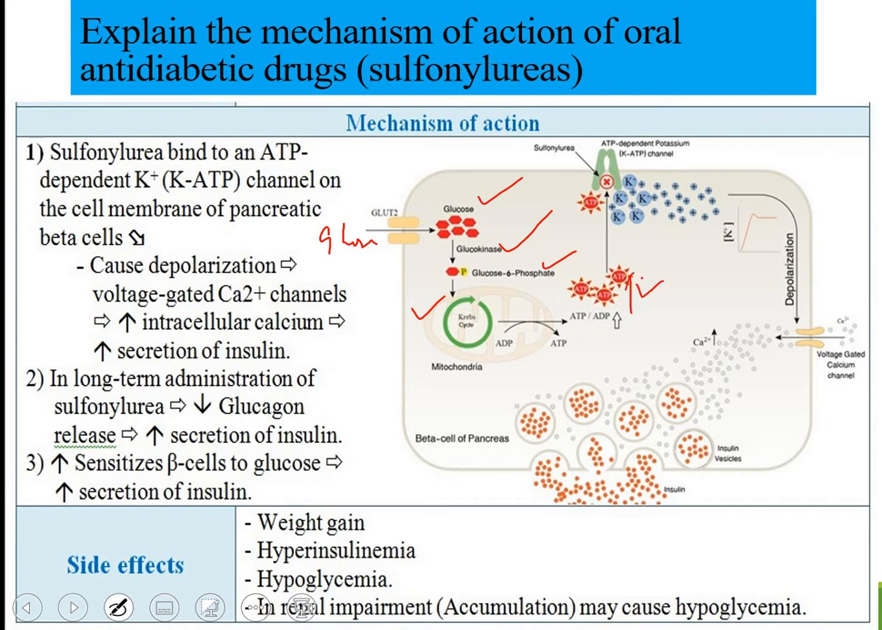ratio is increased. So what happens? The sulfonylurea is going to block this potassium efflux from the cells. You see, that ATP-dependent potassium channel is blocked by the sulfonylureas. Once it is blocked, an influx of calcium goes inside the cells, increasing the internal positivity of the cells, which leads to the release of insulin from the vesicle. So fusion of the vesicles of beta cells occurs, and thus the sulfonylureas have a beta cell trophic effect.